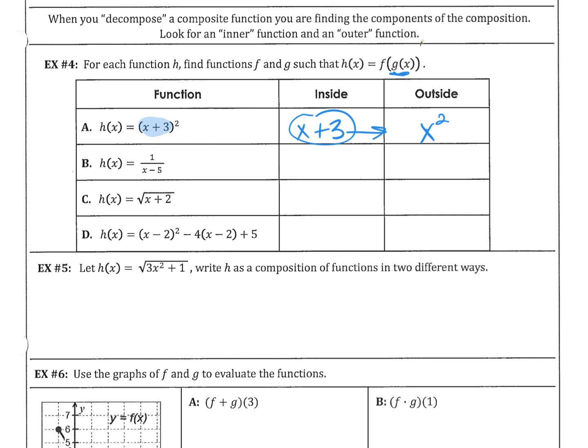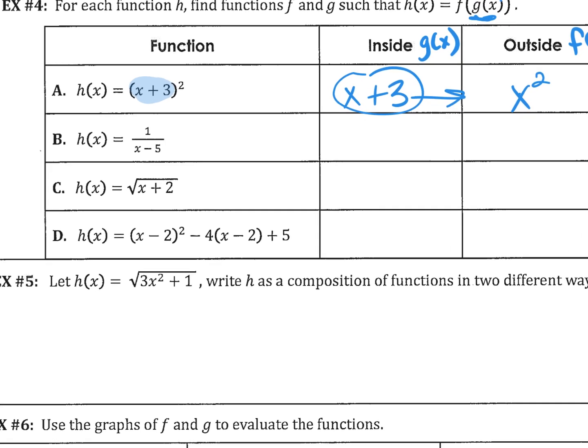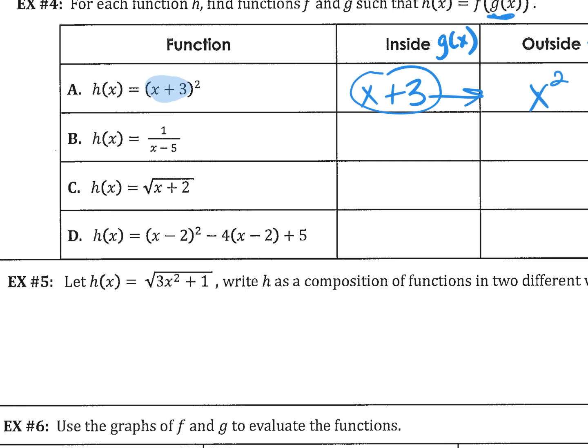In other words, if we're trying to turn it into f of g of x, the inside is our g of x, and the outside is our f of x. Does that make sense? Because look, inside is g of x, outside is f. Do you get it? All right, so I want you to look at B and see if you can tell me what's the inside thing.